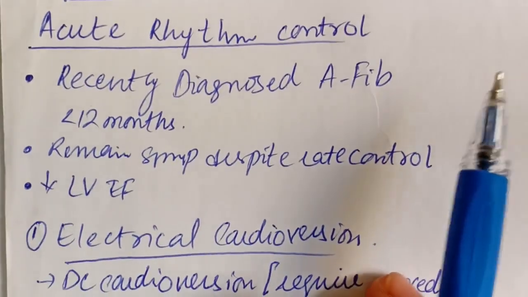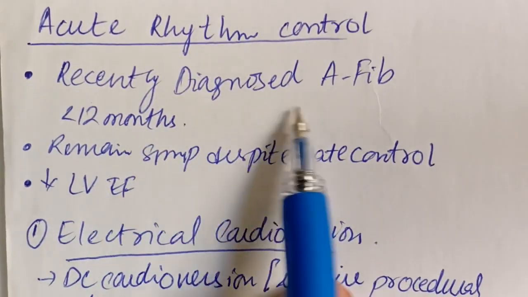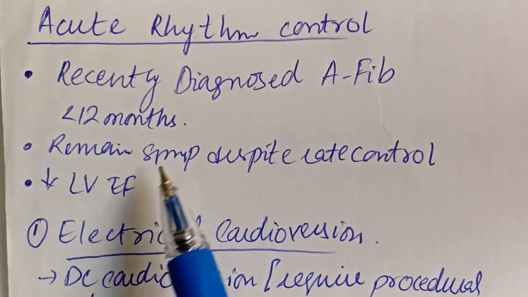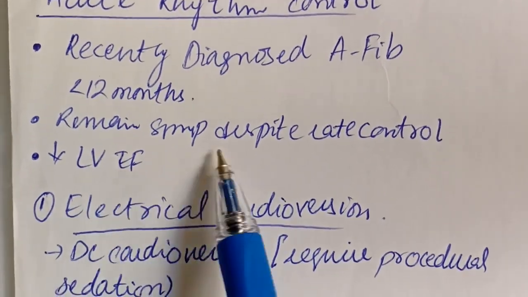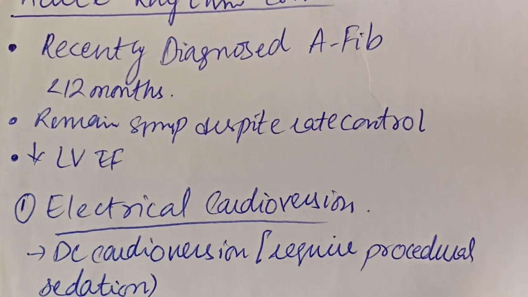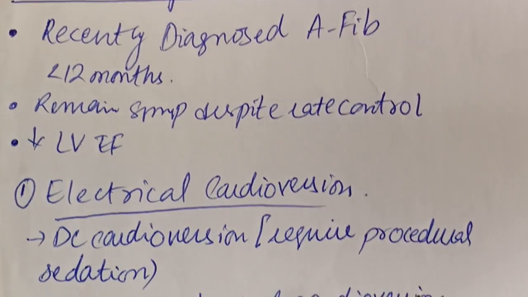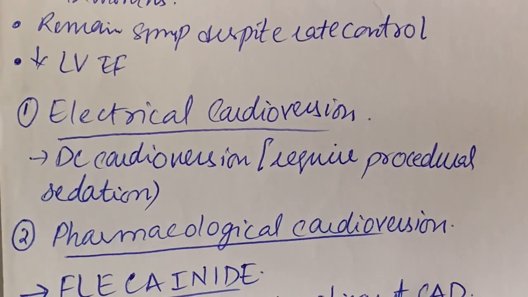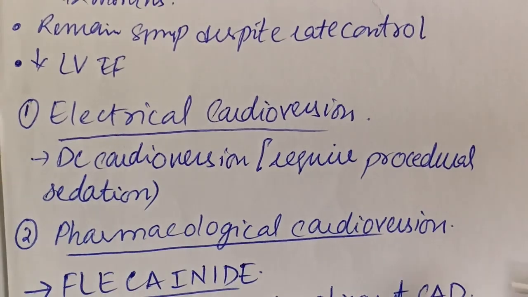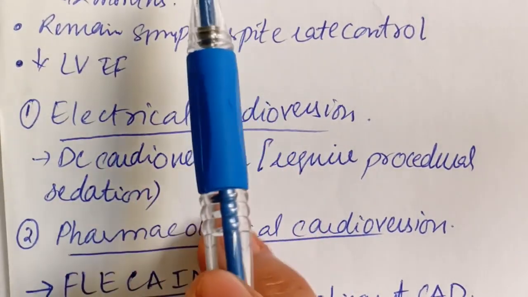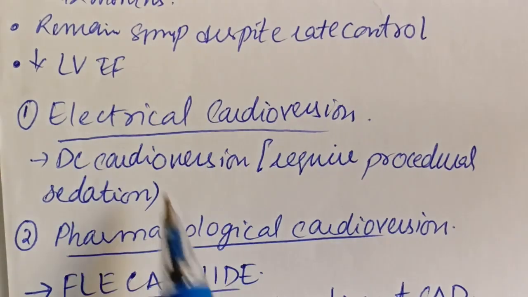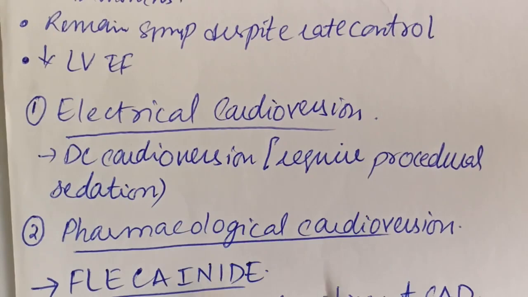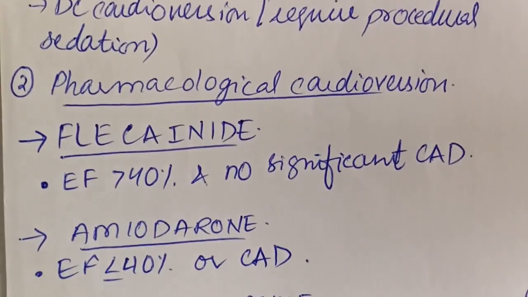Acute rhythm control is indicated when the patient has recently diagnosed atrial fibrillation, less than 12 months, and the patient remains symptomatic despite the rate control, and there is decreased left ventricular ejection fraction. Now, first we have the electrical cardioversion. Electrical cardioversion is to control the rhythm, it is DC cardioversion and it requires procedural sedation. Then we have pharmacological cardioversion.